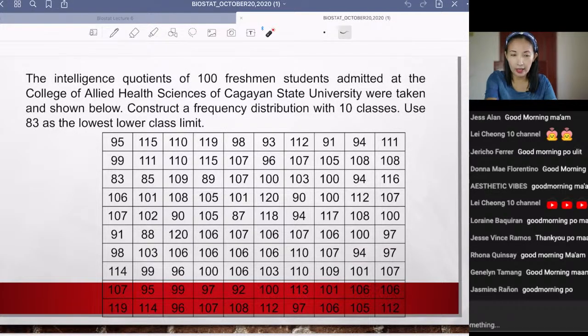Okay, let me highlight. Going back, the problem requires 10 classes, and it's very specific, 83 as the lowest lower class limit. So please take note that our number of classes is 10. So let's go back to our Excel.